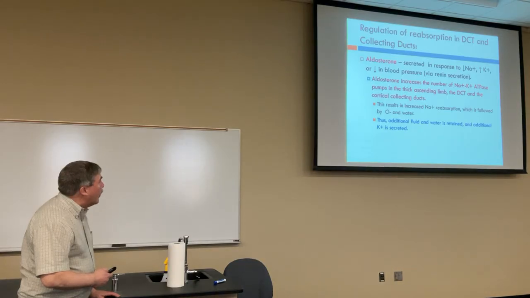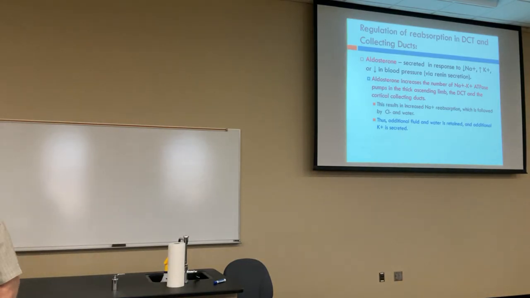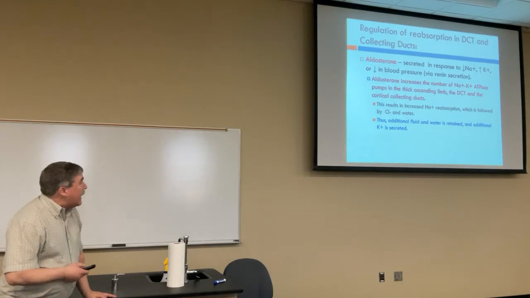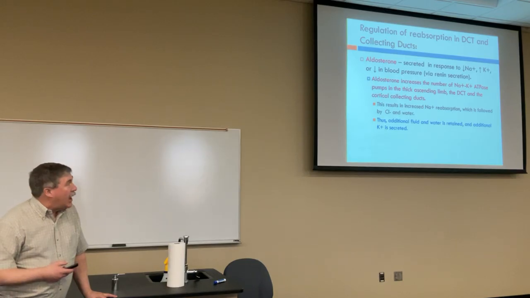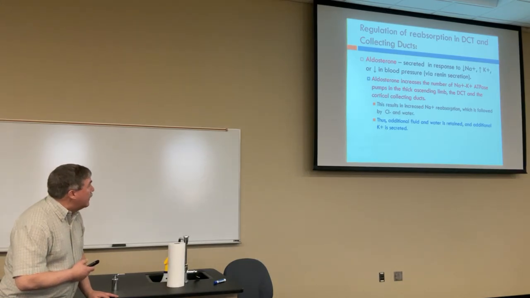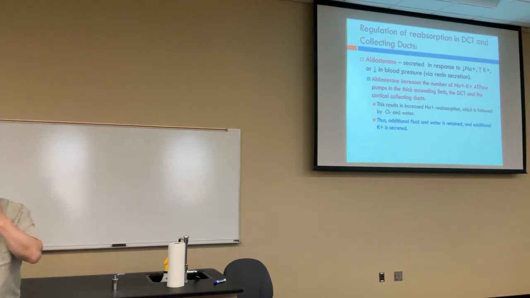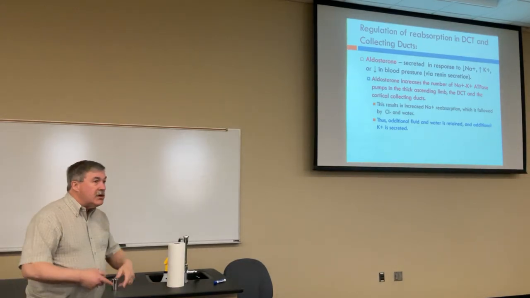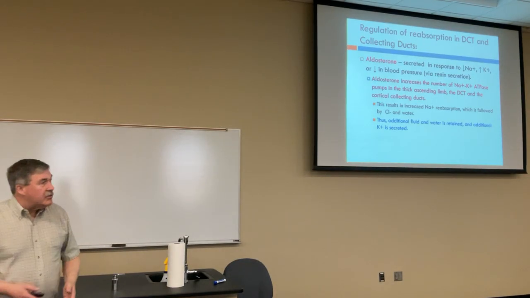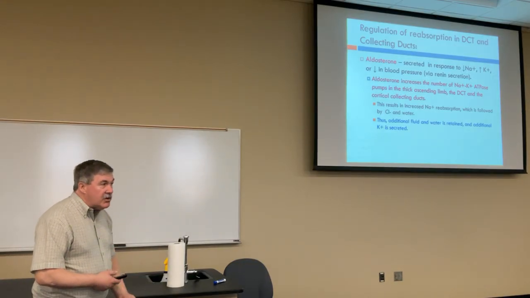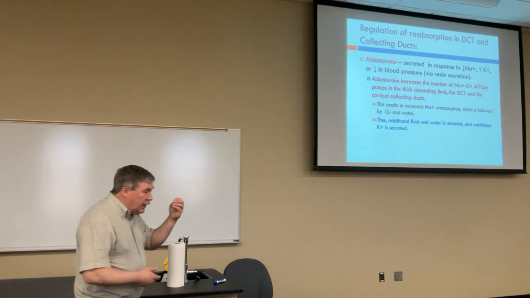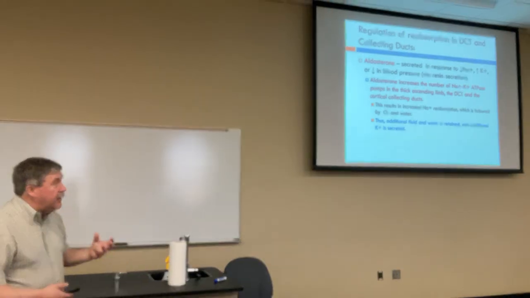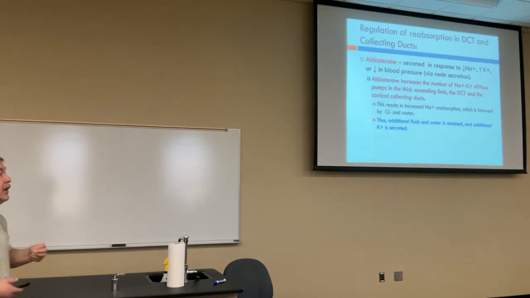So, one of the hormones that regulates reabsorption of water in the distal convoluted tubule and the proximal collecting ducts is aldosterone. And aldosterone, if you remember, is secreted in response to angiotensin II production, which is produced as a result of that renin-angiotensin-aldosterone system. So if blood pressure drops, if the blood pressure to the afferent arteriole drops, then the juxtaglomerular cells or granular cells secrete renin.